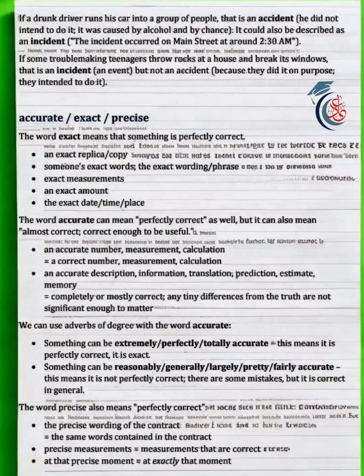An accurate description, information, translation, prediction, estimate, memory equals completely or mostly correct, any tiny differences from the truth are not significant enough to matter. We can use adverbs of degree with the word accurate. Something can be extremely, perfectly, totally accurate. This means it is perfectly correct, it is exact. Something can be reasonably or generally or largely or pretty or fairly accurate. This means it is not perfectly correct, there are some mistakes, but it is correct in general.